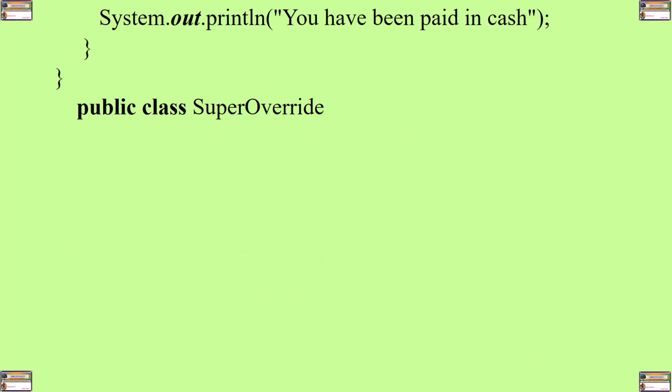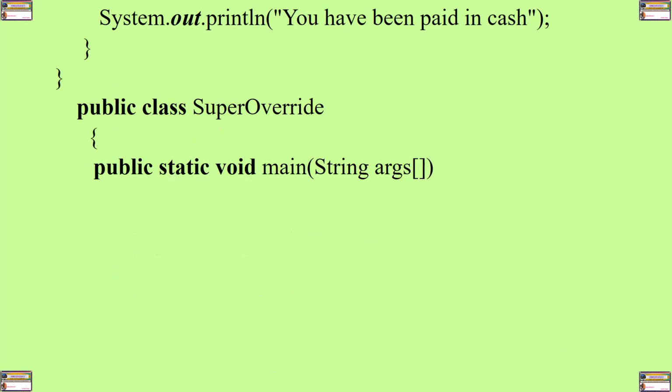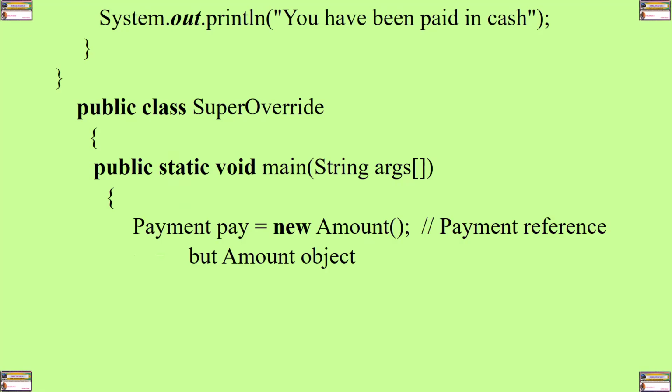Then from there, we have another class. Now this class is called public class super override. This class has the main method. Now this main method is going to do the following. Number one, through the main method, we are able to create an object called pay, which is of type payment, meaning it belongs to the payment class.